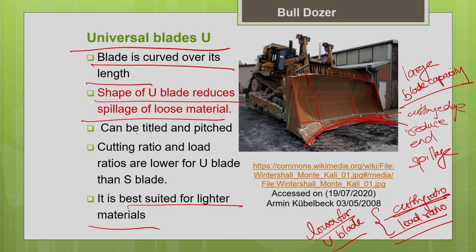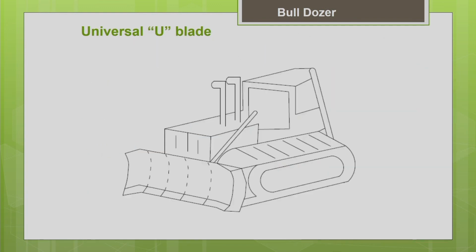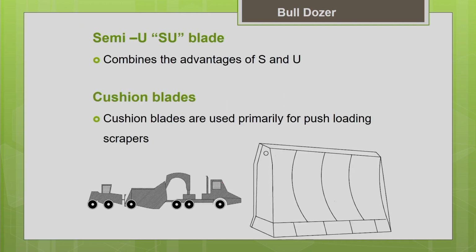The possible movements are tilting and pitching. For this blade, only tilting and pitching are possible. Only for the angle blade can you do angling. For most of the other blades, the common movements possible are only tilting and pitching. Cutting ratio and load ratio are lower for the U blade than the S blade. It is best suited for lighter materials. This is again a schematic sketch showing the U blade connected to the bulldozer. You can see they are larger in dimension and have a U curvature, with wings attached on both the ends.